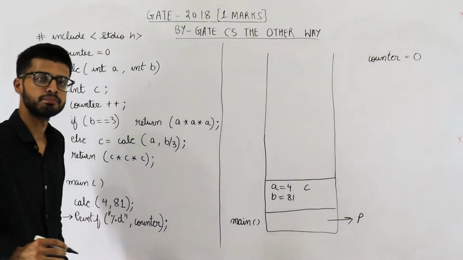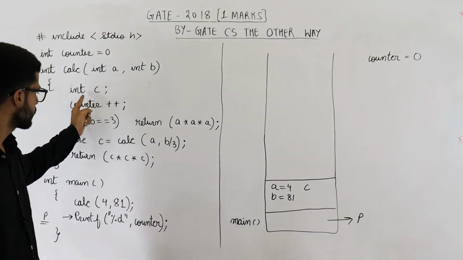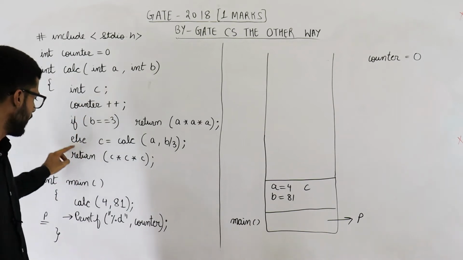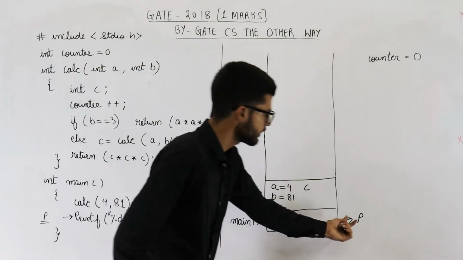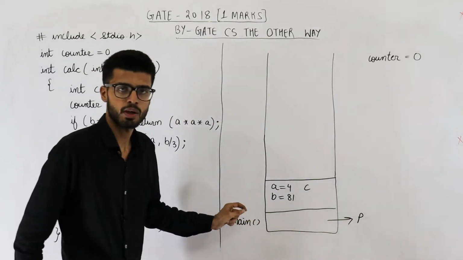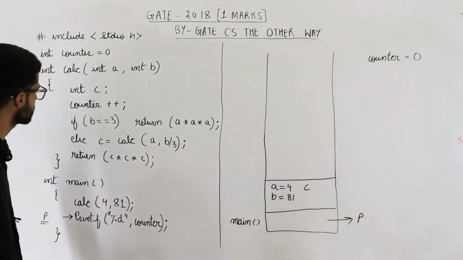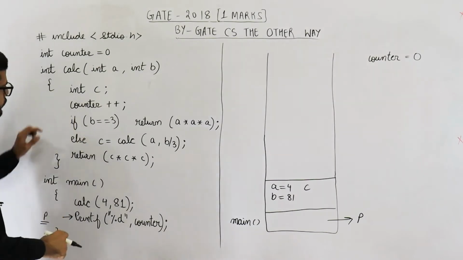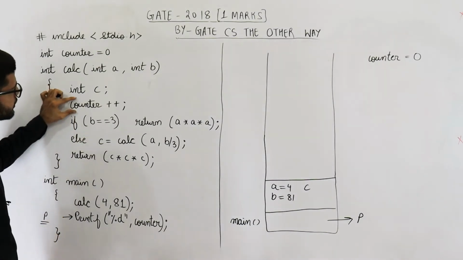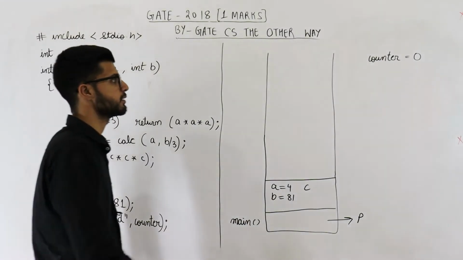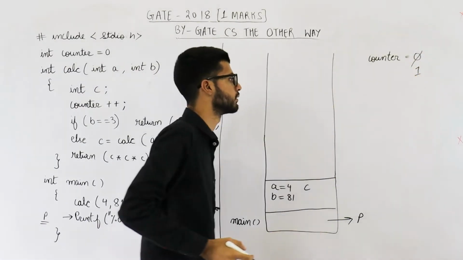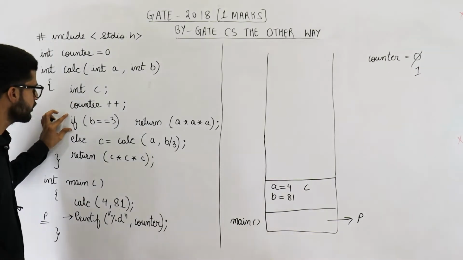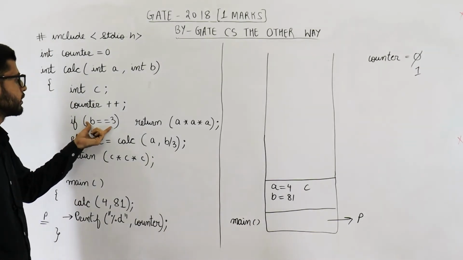Like this. Now see, you will execute this program line by line and you have to return to the main function. Whenever you return, you will execute this line. That's why I've written P there. Anyways, now let's execute this function. Next line says counter plus plus. That means increment this value. So it is incremented. Then next line says if B is equal to 3.